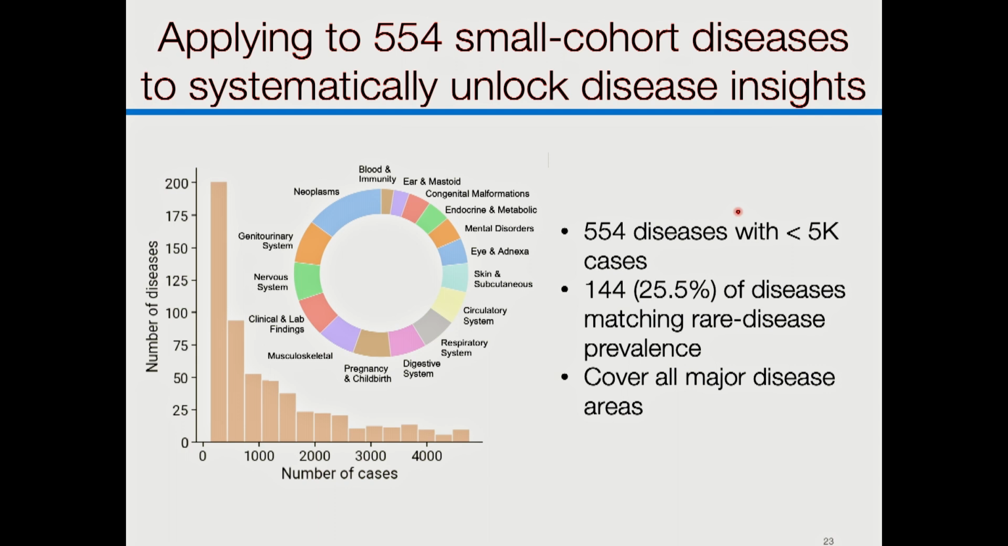Now we really want to apply it to a large number of small cohort diseases to see if we can identify novel genetic insights in a systematic fashion. So we curate a dataset of 554 diseases with less than 5,000 cases. And notably, among them, 144, or 25% of diseases, actually match the rare disease prevalence. So these are rare diseases where most of them do not have many hits, or much known genetic understanding. And you can also see that these 554 diseases cover all the major disease areas, all the way from cancers to the nervous system and so on.